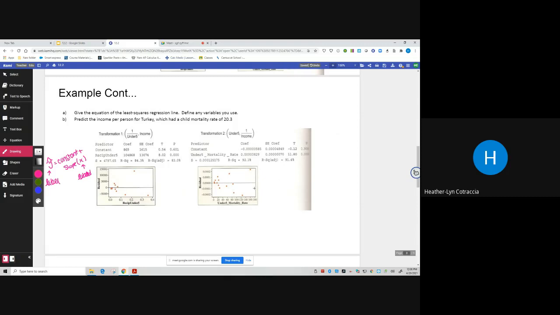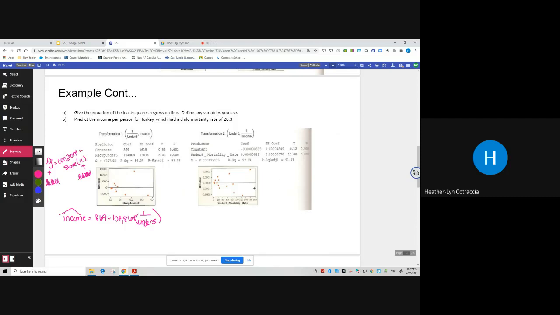So the first thing that we're going to be talking about is we are going to be predicting the income. So predicted income is equal to, and then you use the constant, which is 869, plus your slope, which is 104,868. Now, this would be times the reciprocal. So this is going to be 1 over that mortality or the under 5. So that is going to be important that you need to do 1 over that.